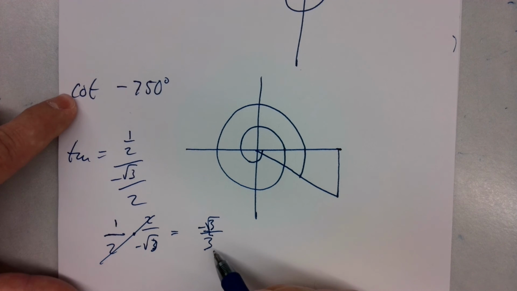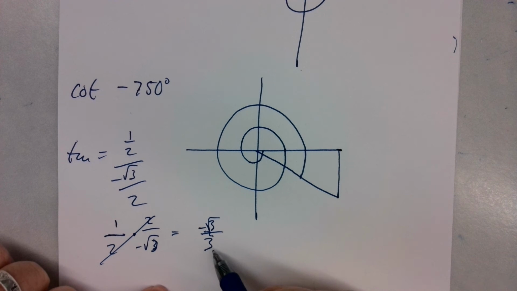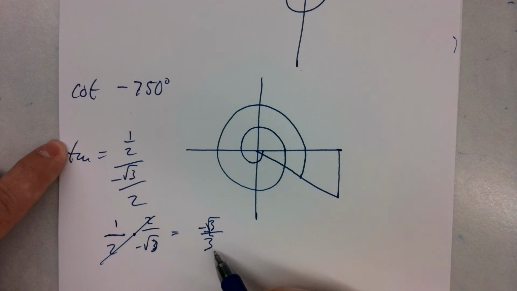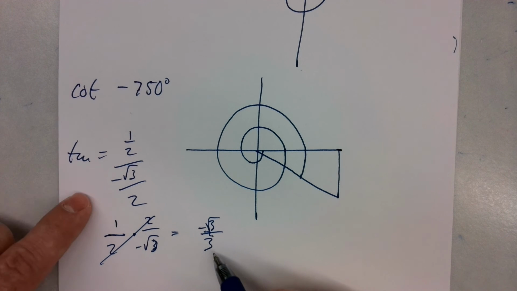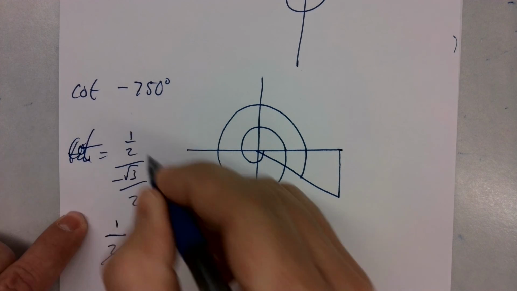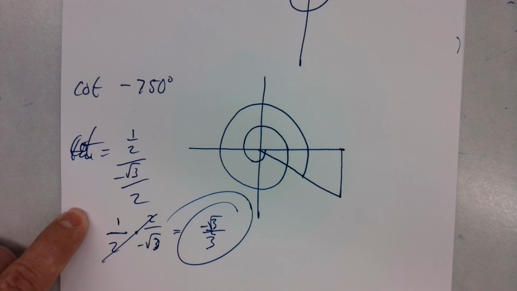Okay, but I wanted the... Oh, wait. That's the answer? Yeah, that's what I got. So instead of finding the cotangent, you actually found the tangent. Because I wanted the cotangent. You see what I'm saying? So this is cotangent. Is that the answer? Yes or no?